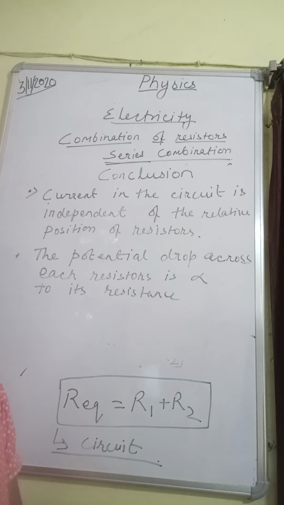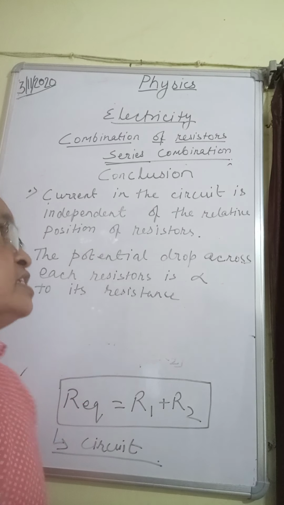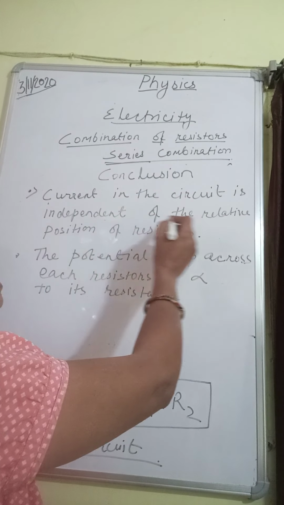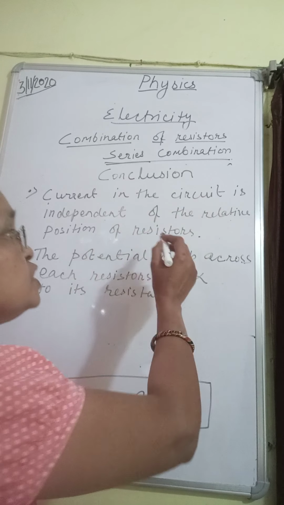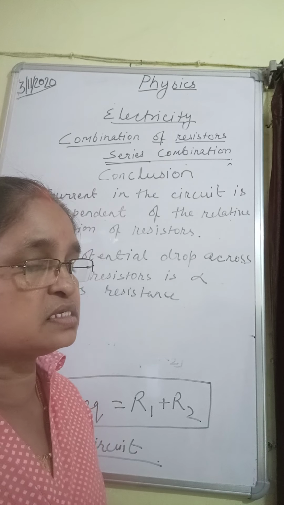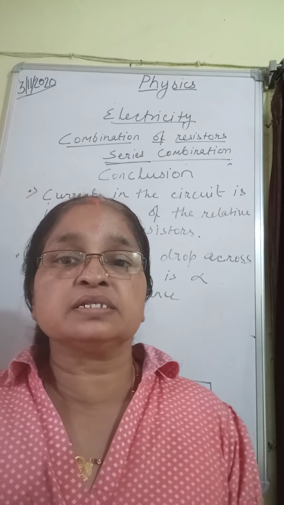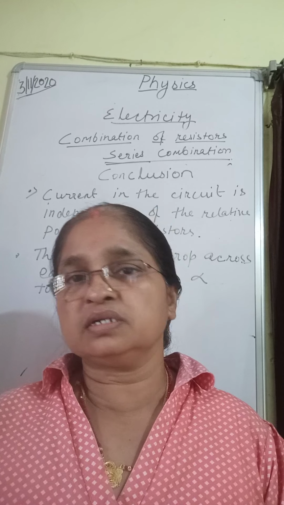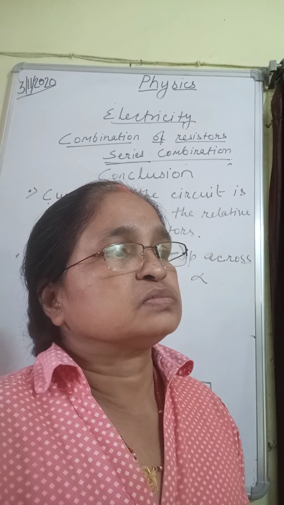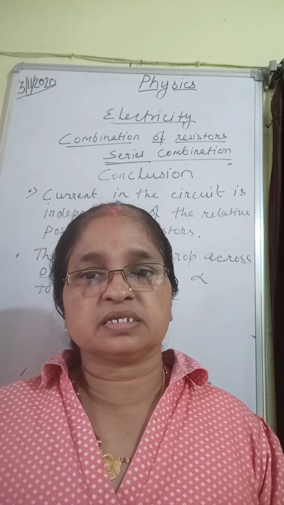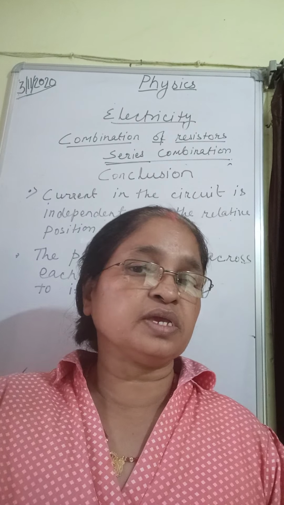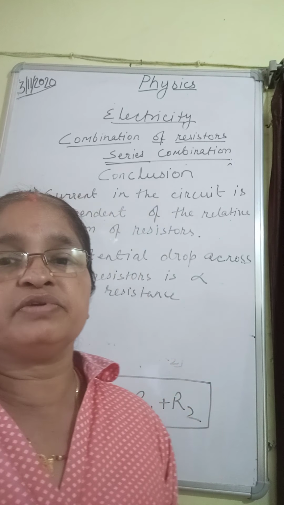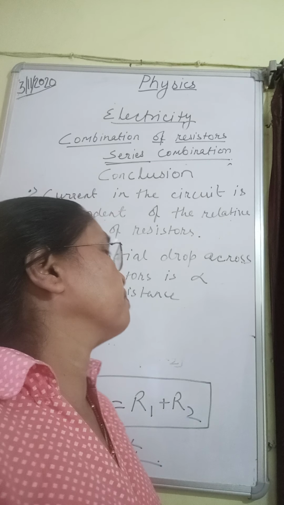Next, the current in the circuit is independent of the relative positions of the resistors. Wherever you keep the resistors, it does not vary. The current will pass through each resistor and remain the same.